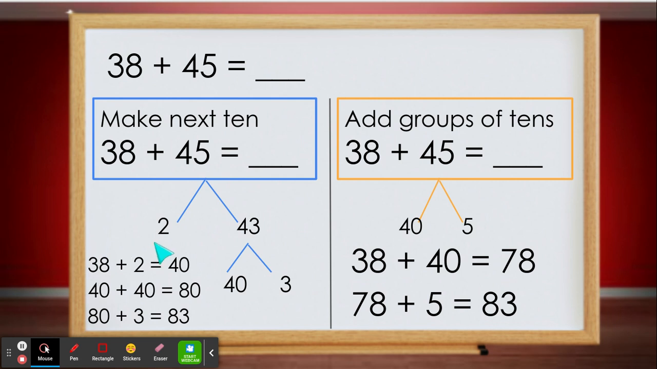Now you're going to notice that for the add groups of 10, it appeared that it's quicker to solve because in the make the next 10, the students would have to take a third step and a third number sentence to solve the same equation. So it might be very important to talk about which of these two strategies is more efficient in a specific number sentence.